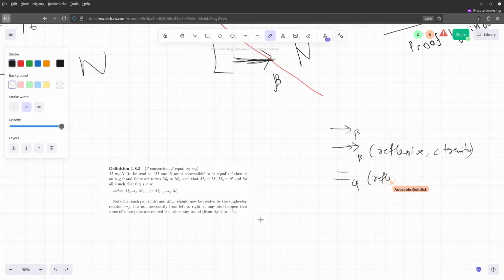This has reflexive and symmetric properties. So these are like special kinds of binary relations. This is your very naive binary relation. This is more powerful, and this is the most powerful. This is called an equivalence relation. Equivalence relations are special types of binary relations.